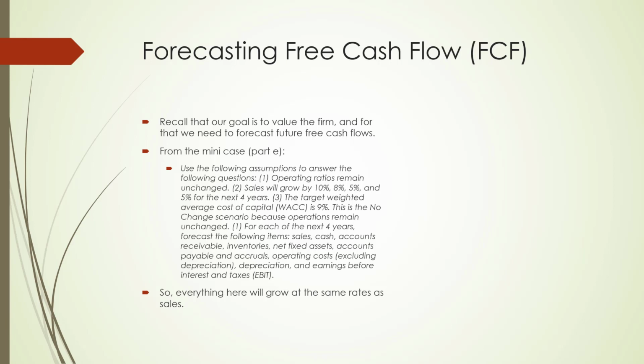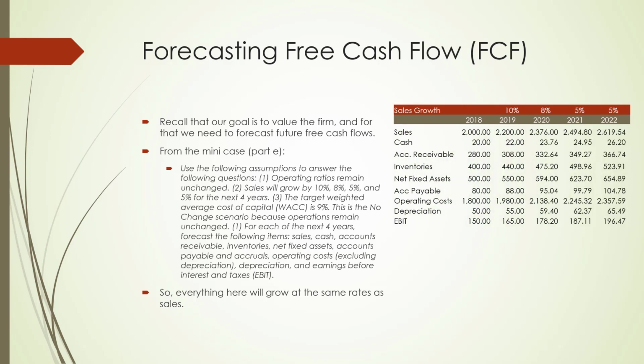So it's pretty straightforward to do this, although I will admit if you're doing it by hand, it's tedious. This is where spreadsheets really come into their own. And so if we look at sales, it starts at 2,000 in 2018. Then it grows by 10% to 2,200. In 2020, it grows by another 8% to 2,376. In 2021, it grows by 5% to 2,494.8. And then in 2022, it grows another 5% to 2,619.54. So all we're doing is we take the previous sales times 1 plus whatever the growth rate is.